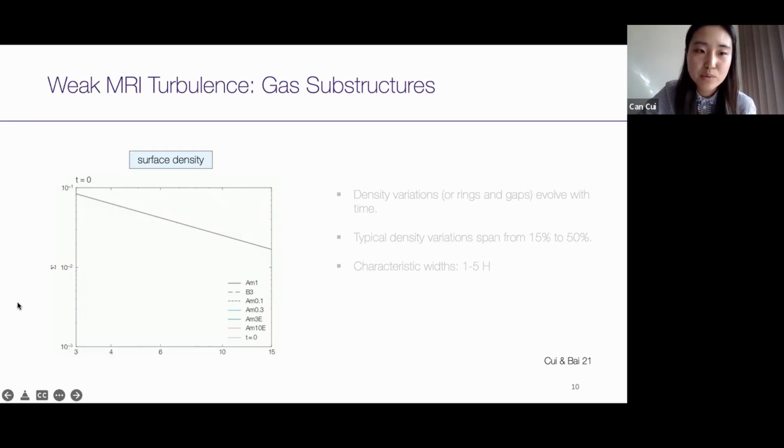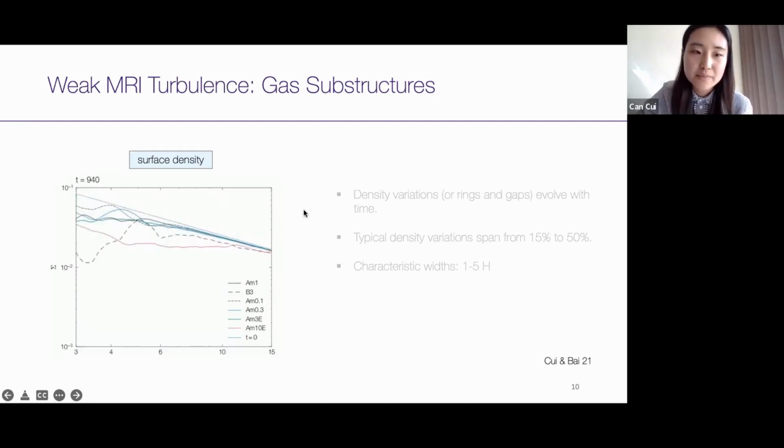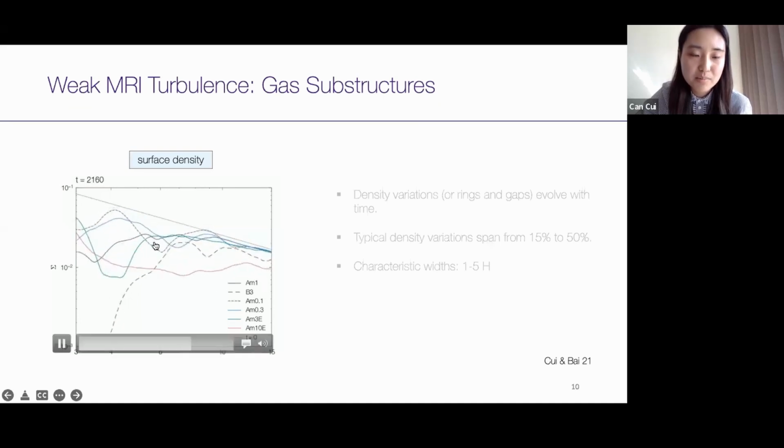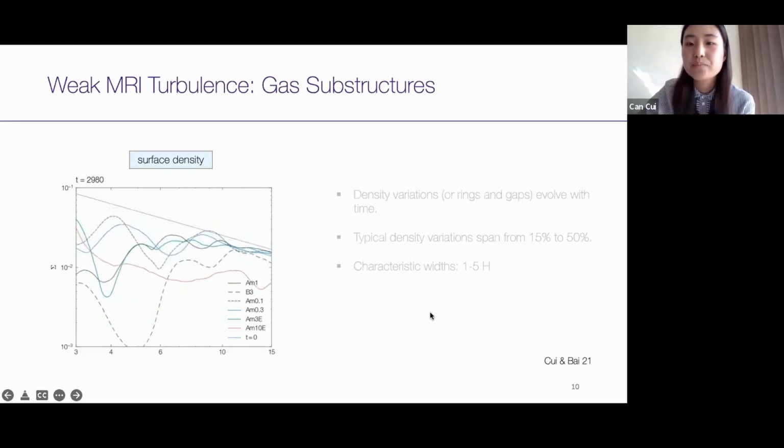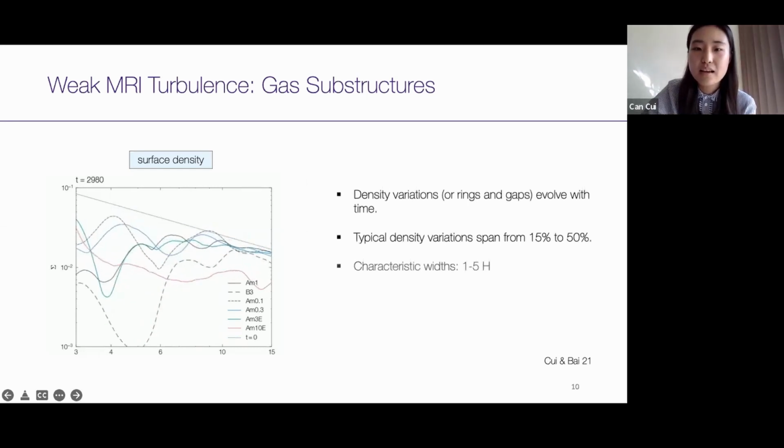I'm going to show a movie. The y-axis is the surface density and the x-axis is the radial location. So we can see that as time evolves, the surface density shows some bumps at different radial locations corresponding to the locations of flux concentration. And the density variations evolve over time. Their typical variations span from 15% to 50%, and the characteristic width is about 1 to 5 gas scale heights.